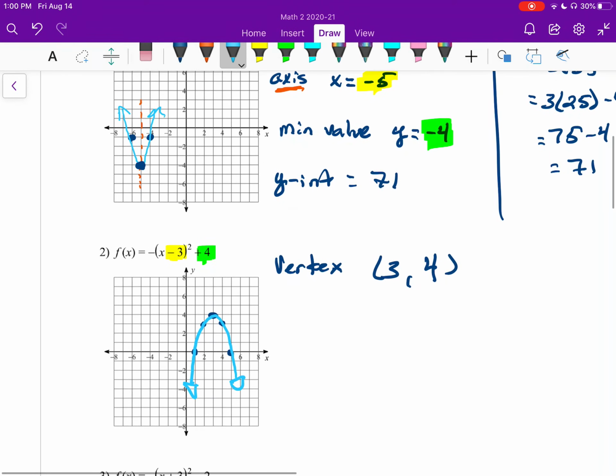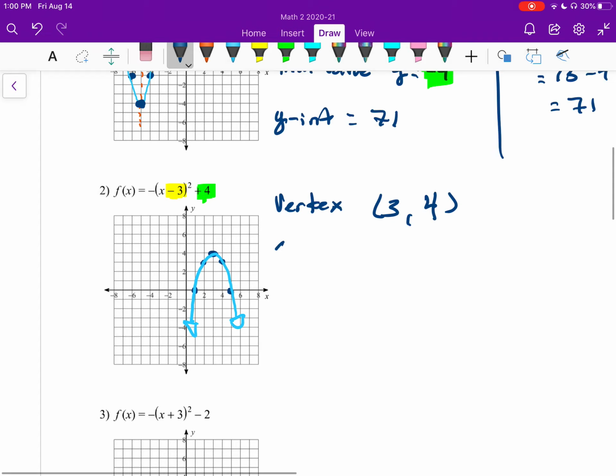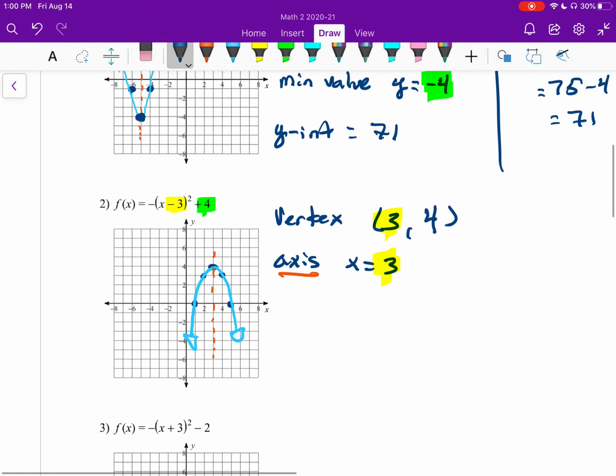All right, what did I find next in the last one? The axis of symmetry next. The axis of symmetry is going to be x equals 3, right? I grabbed that from the vertex. So let me sketch that in here. We might not sketch it on all of the problems, but we will at the beginning.